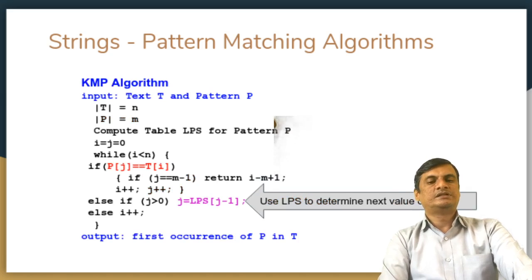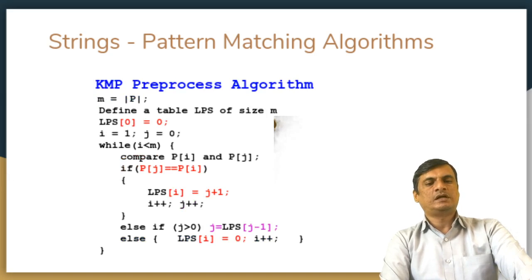And here this is the KMP algorithm. As I told earlier, T is the original text in which you are trying to find the pattern P. The length of the text is stored as n, and the length of the pattern is stored as m. So you are going to compute the LPS, the common prefix and suffix table, by using the earlier discussed algorithm.